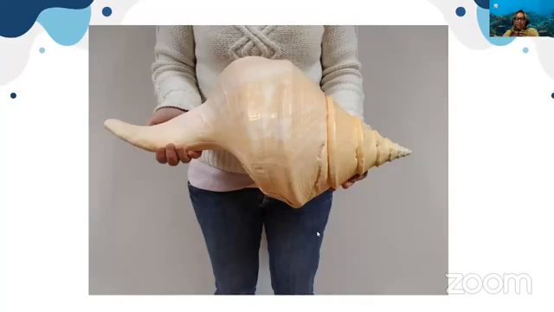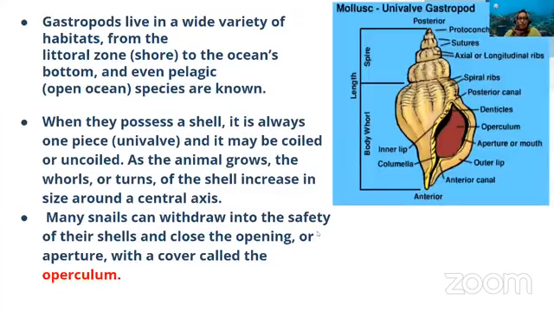So that's the diversity that the class contains. Gastropods live in a wide variety of habitats, from littoral zones, which means the shore area, to the bottom, because bottom dwellers are there, and also the very open ocean. When gastropods produce a shell, it's always one piece. So that's important to note here.